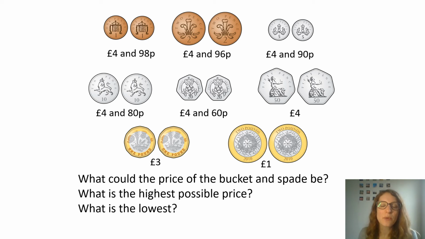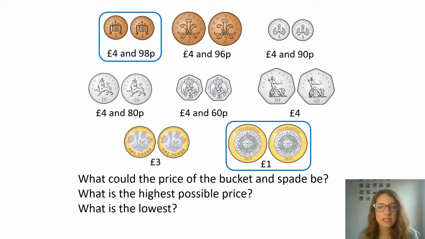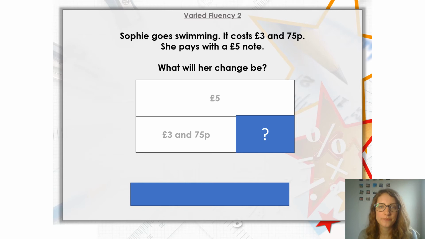Okay, so now we've got them all laid out and the cost of the bucket and spade underneath, we can easily see which one is the highest cost of the bucket and spade. Good, if you got that. So we know if we get the least change, it's going to be the highest cost of the bucket and spade. So hopefully you've noticed then that the lowest cost of the bucket and spade is going to be this one at the end, because it was only £1 and you got £4 change. Right, let's go to our next slide.